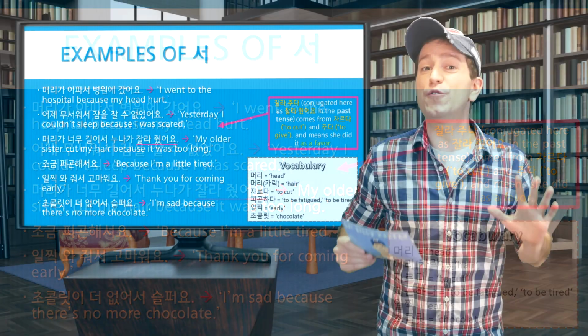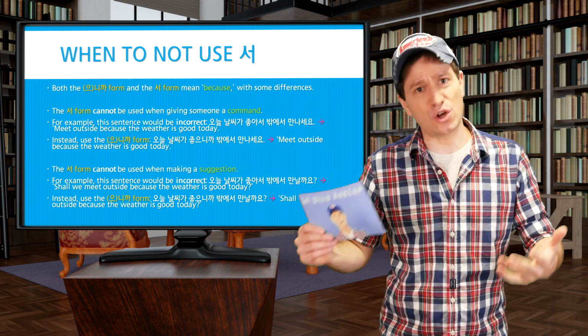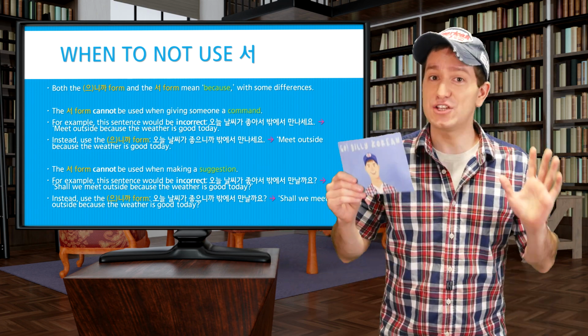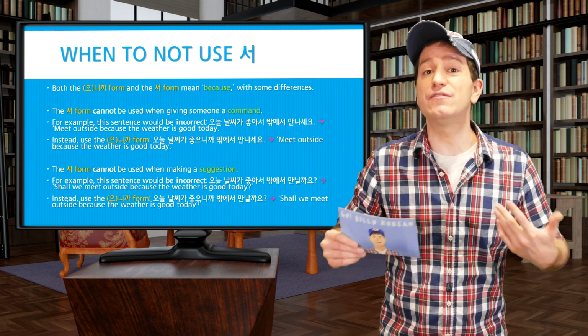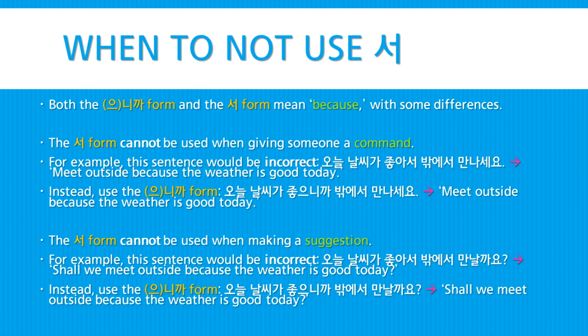So we've learned both forms for saying because, but there are some situations when you can't use the 서 form too. First of all, the 서 form can never be used when you're giving someone a command because of something. For example, you couldn't say 오늘 날씨가 좋아서 밖에서 만나세요. Meet outside because the weather is good today. Instead, use the 으니까 form to make a command. 오늘 날씨가 좋으니까 밖에서 만나세요. Meet outside because the weather is good today.